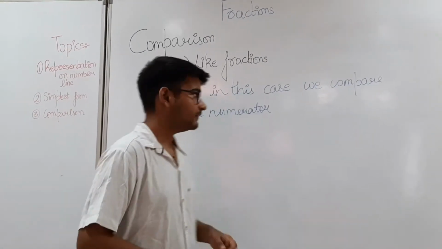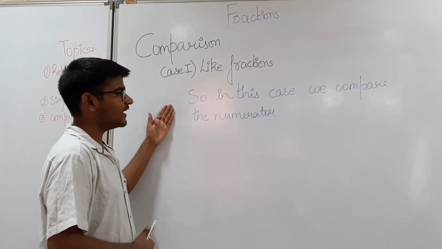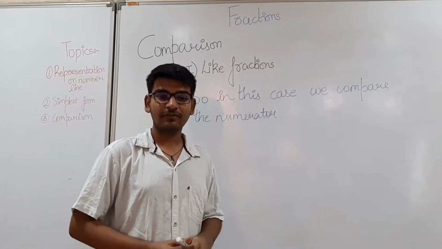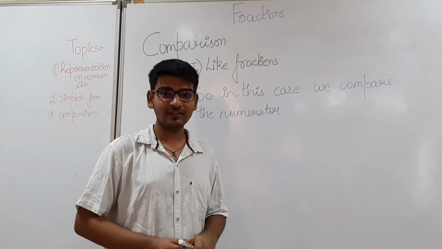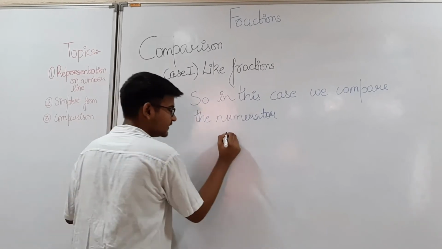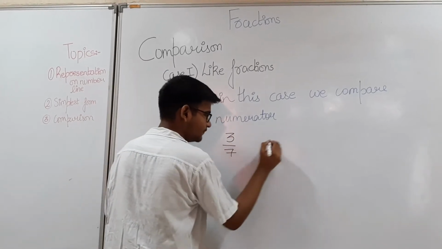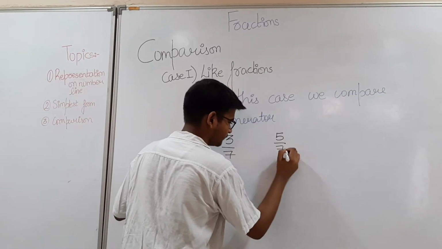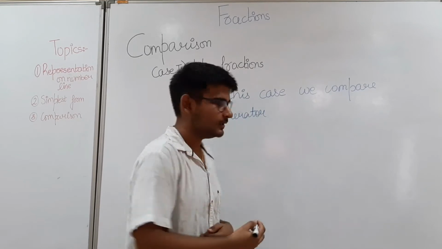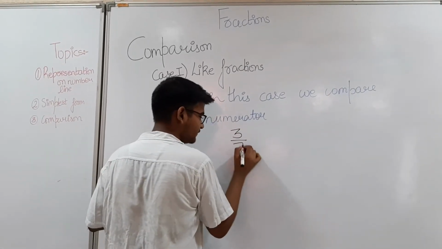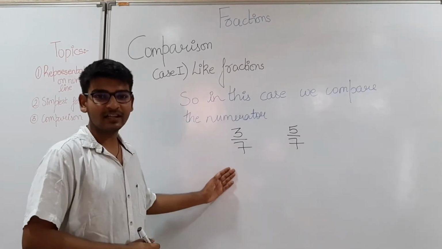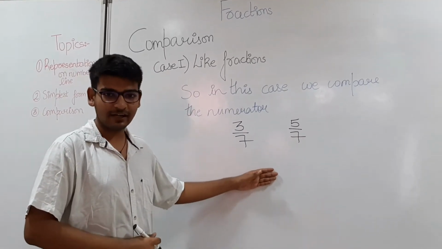So in a generalized way we say that when we have like fractions, we compare the numerators of the fractions. The fraction with the biggest numerator is the greater one. Let us take one more example, that is 3 by 7 and 5 by 7. Since the denominators are same, these two fractions are like fractions.